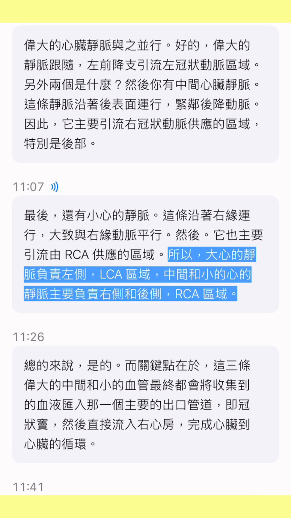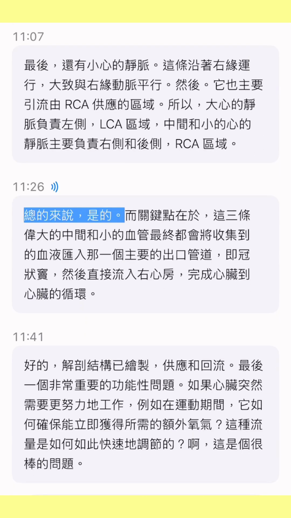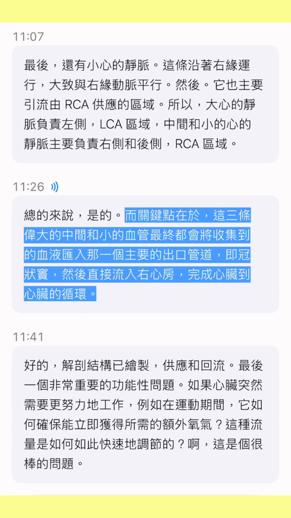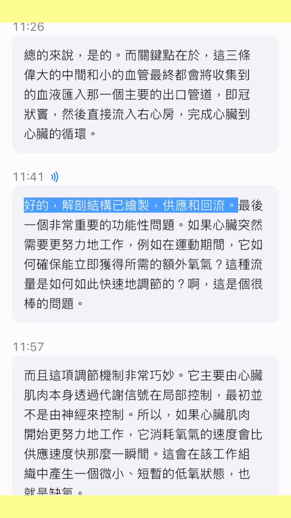So great cardiac vein for the left side LCA territory. Middle and small cardiac veins, mostly for the right side and back RCA territory. Generally speaking, yes. And the crucial point is that all three of these, great, middle, and small, ultimately funnel their collected blood into that one main exit pipe, the coronary sinus, which then empties directly into the right atrium, completing that heart-to-heart circuit. Okay, anatomy mapped out, supply and return.